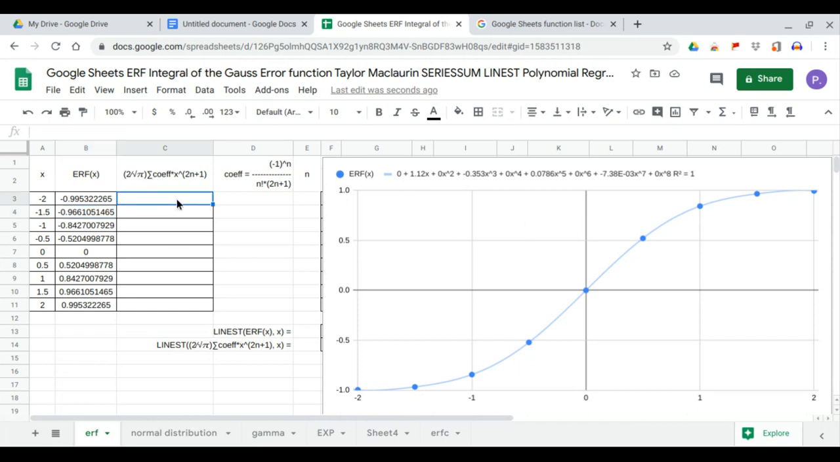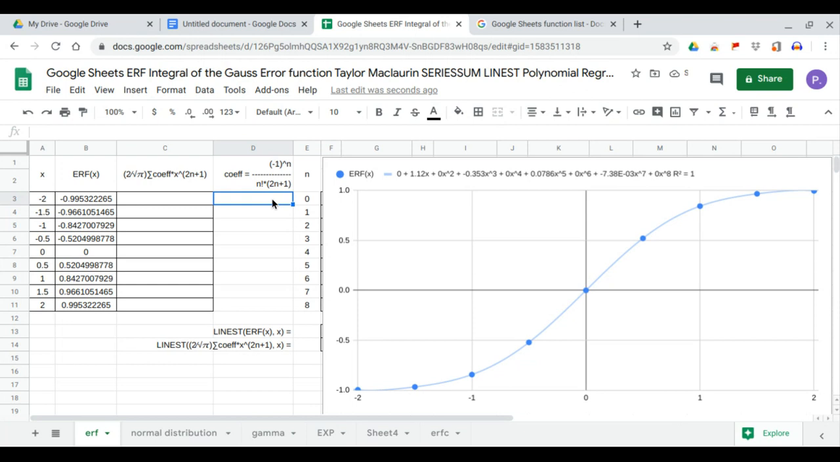Next, we enter the approximation of this ERF function, the Taylor Maclaurin Series Expansion, which is equal to 2 over square root of pi times the summation of coefficient times x to the power 2n plus 1. The coefficient is -1 to the power n over n factorial times 2n plus 1. The values of n will start from 0 to infinity. In this case, we'll just get to the maximum of our dataset.